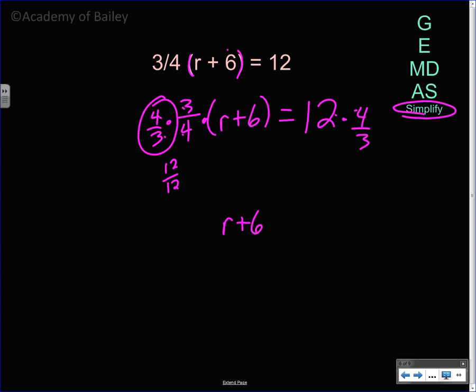12 times 4 is 48, and divided by 3. Or you could say, I know 3 goes into 3 one time, and I know 3 goes into 12 4 times. Now we have new fractions. 4/1 times 4/1, which is easy. 16/1, or just 16, because we don't need to say that it's over 1. 16. I hope you are capable of understanding the fractions. I know if you understand fractions, this goes fairly quickly.